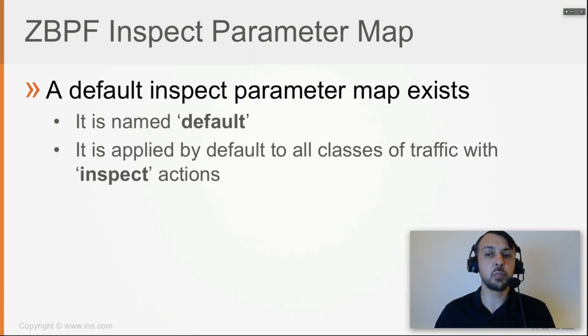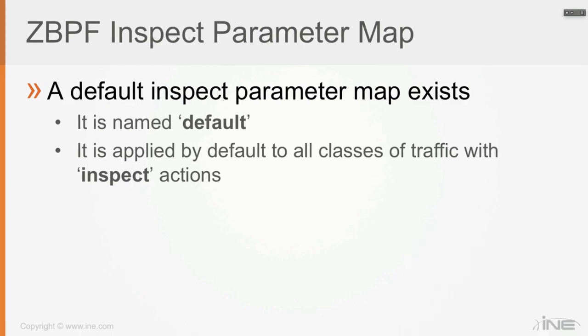So there is a default parameter map called default, which is by default applied to all classes of traffic with inspect actions. Why only with inspect actions? Because tuning the inspection engine only affects inspect actions. As I said before, it makes sense, because if you do pass or drop, we don't inspect anything at all. We either pass the traffic or drop it, but we don't keep track of the session state. So the default parameter map is applied to all classes of traffic with inspect actions only.